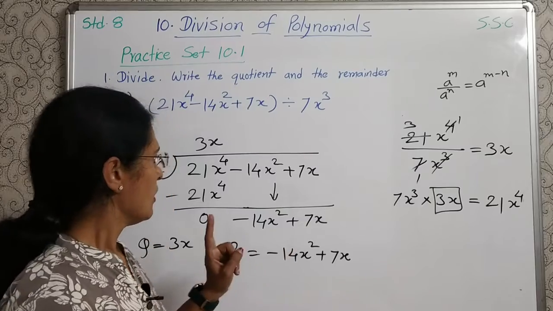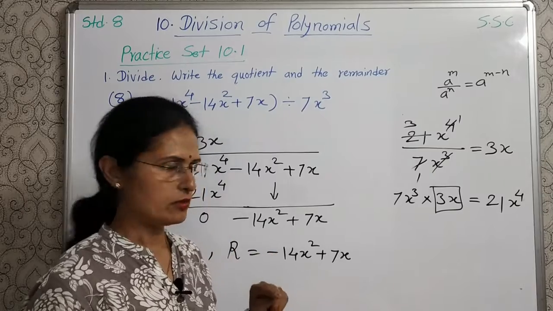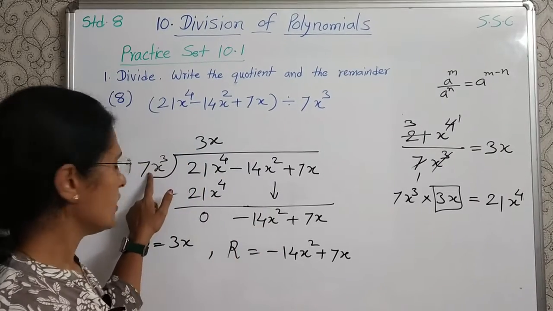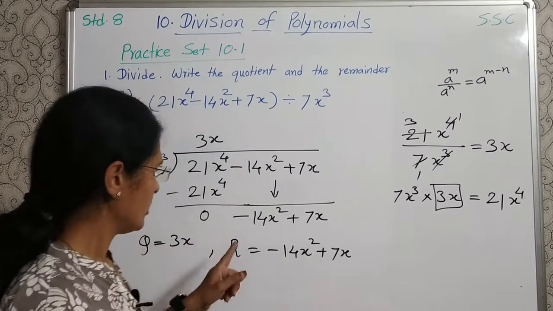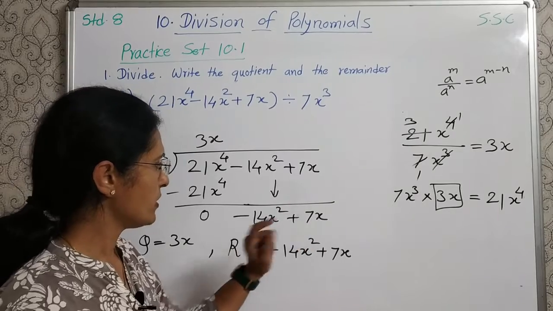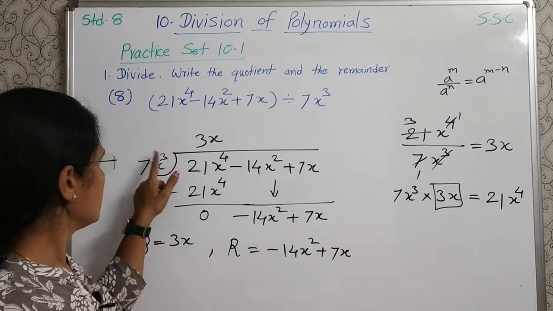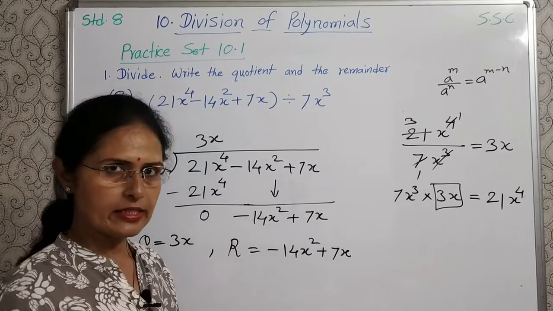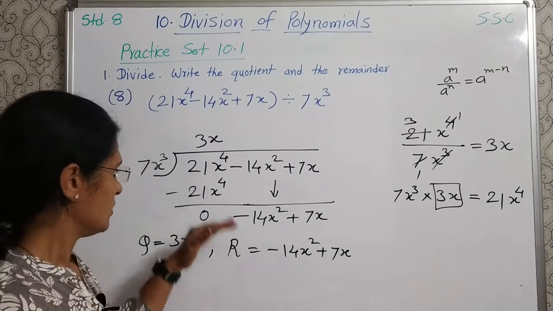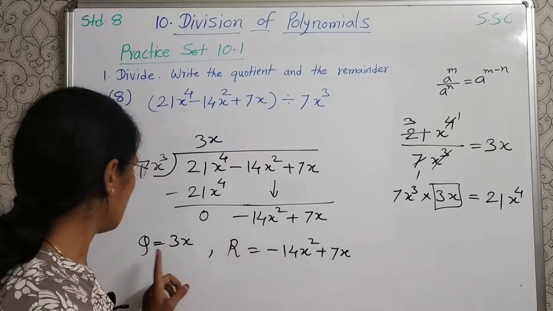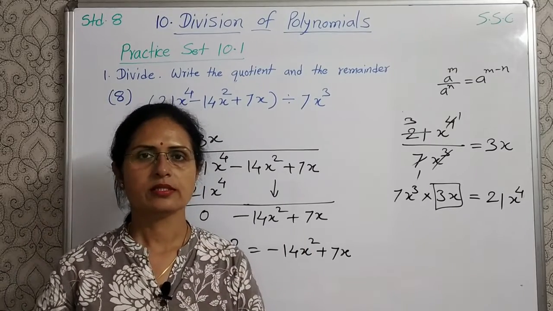So remember, while dividing the polynomials, whenever the degree of the remainder is less than the degree of the divisor, then the division ends there. So here the remainder is minus 14x square plus 7x, whose degree is 2, and the degree of the divisor is 3. So the remainder's degree is less than the degree of the divisor. Therefore here we stopped and this is our answer. Quotient is 3x and remainder is minus 14x square plus 7x.